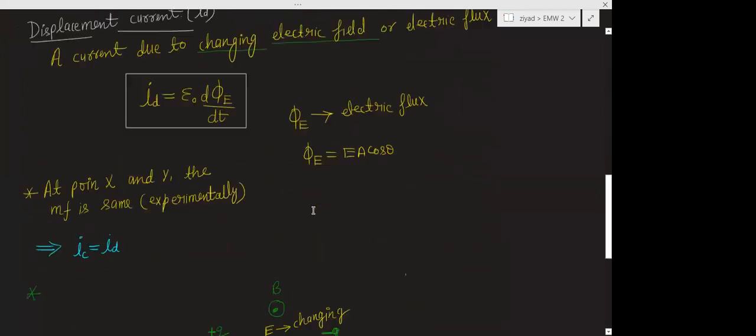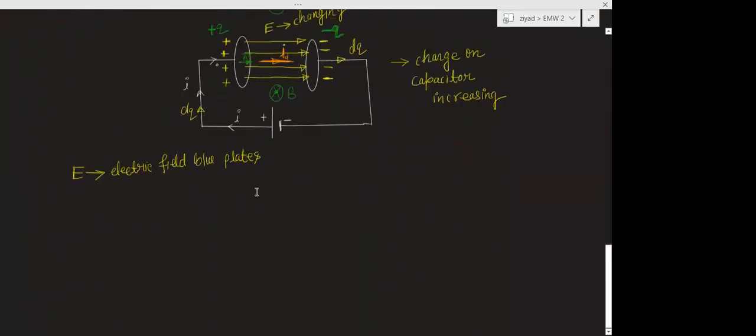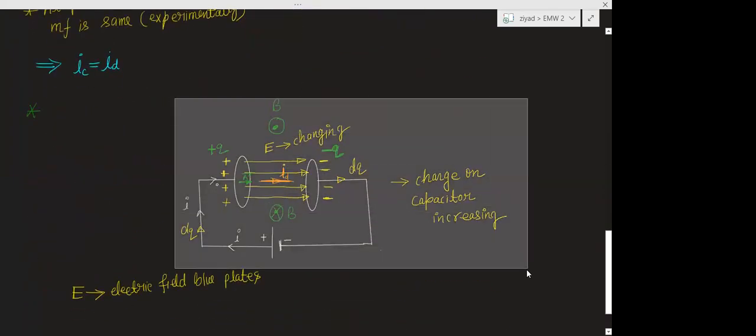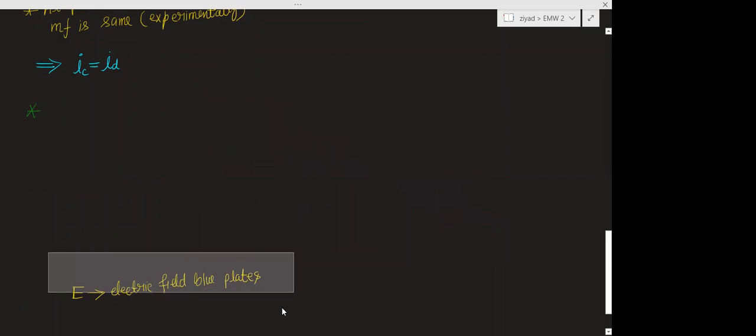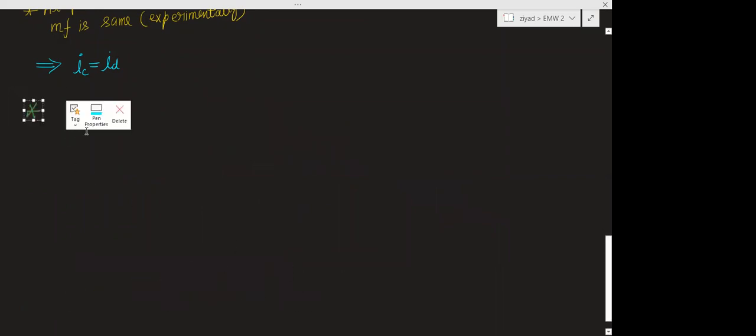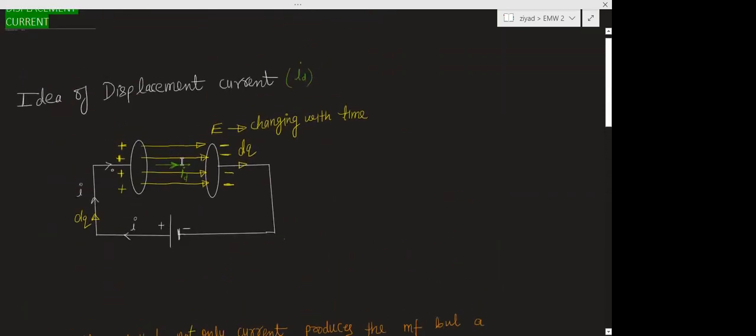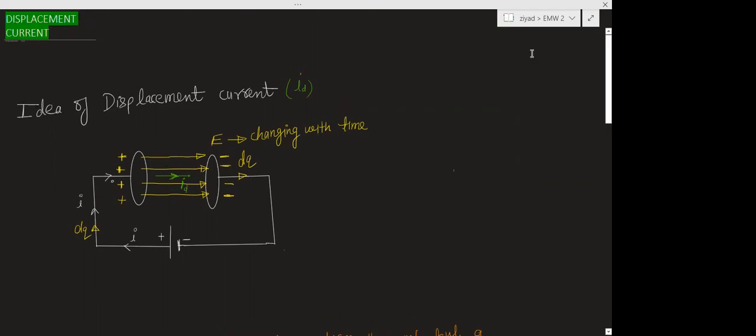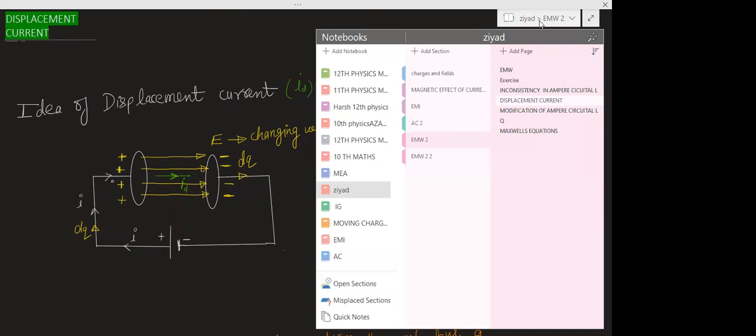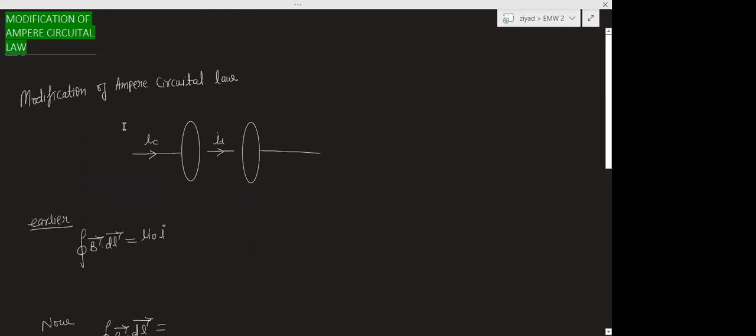Now we will derive one relation. Got it? Why is there a conduction current, and why is there a displacement current? Because there is a change in the electric field, or the electric flux. We know that in the wire there is a conduction current, and between the plates of the capacitor there is a displacement current.